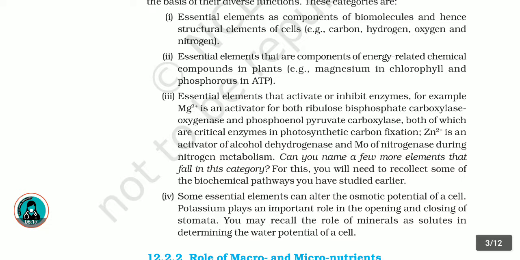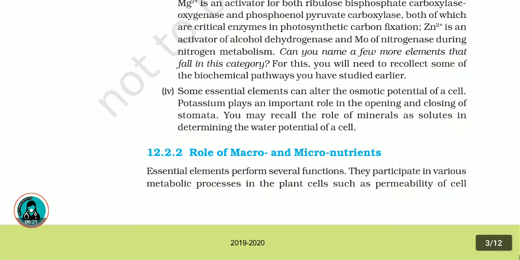For this, you will need to recollect some of the biochemical pathways you have studied earlier. Some essential elements can alter the osmotic potential of the cell. Potassium plays an important role in the opening and closing of stomata. You may recall the role of minerals as solute in determining the water potential of a cell.